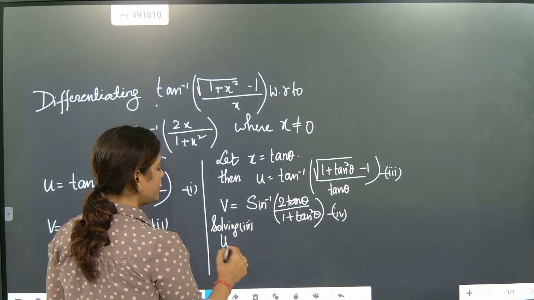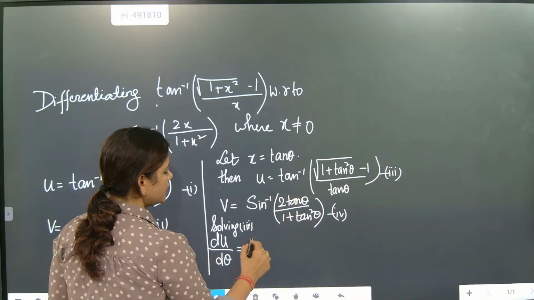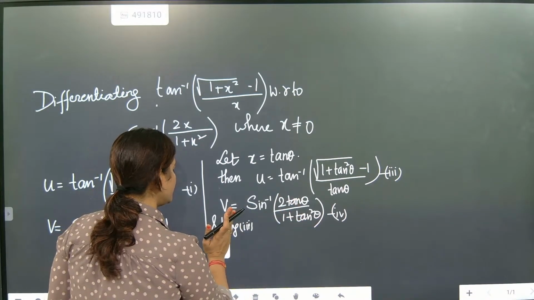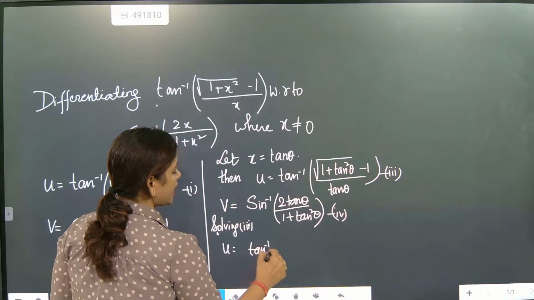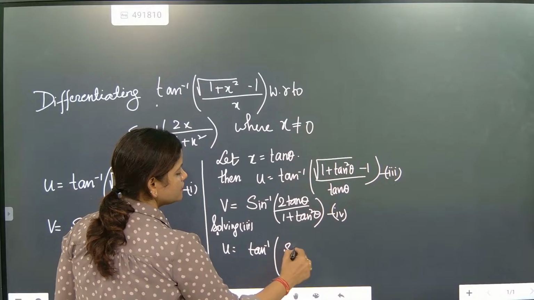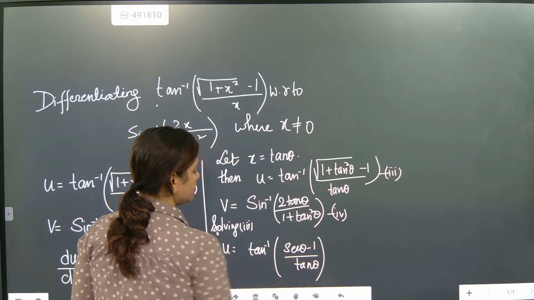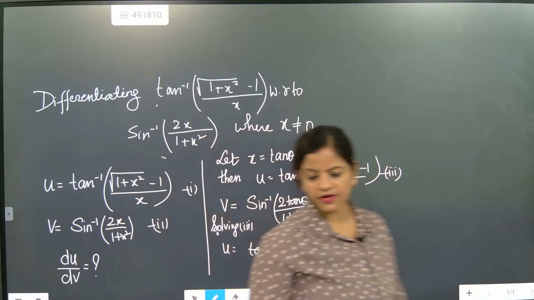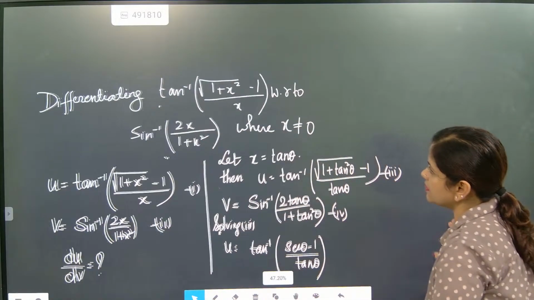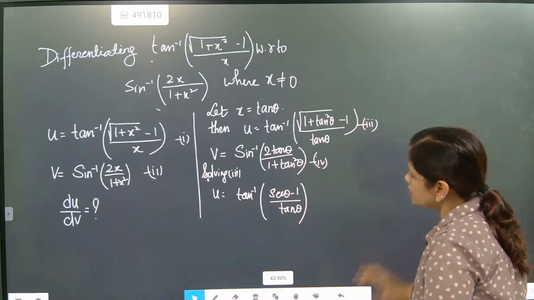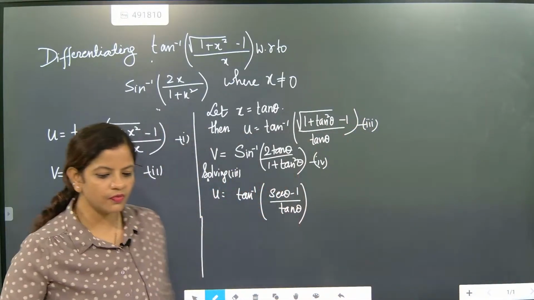So now when you are solving, it will become du by d theta equal to... before solving, let's first solve this one. u is equal to tan inverse, this part will become (secant theta minus 1) by tan theta. Done. Once you have written till here, I'm just taking it a little bit up. So now here, secant theta minus 1 is there. What will it become?